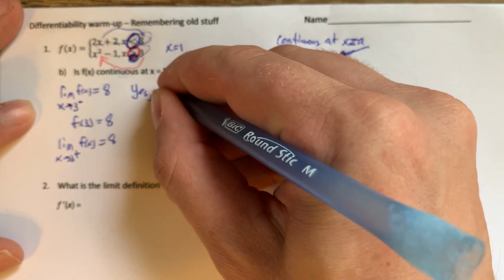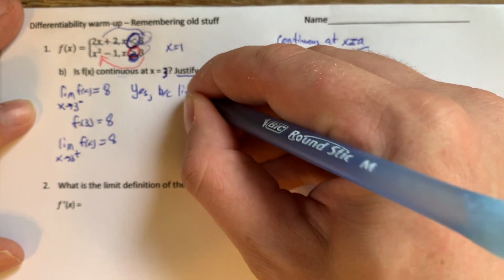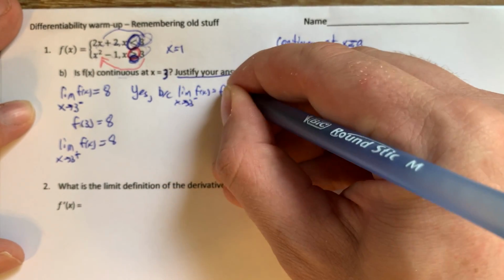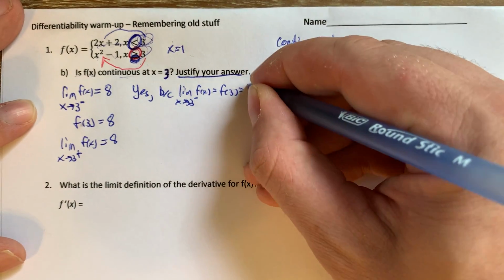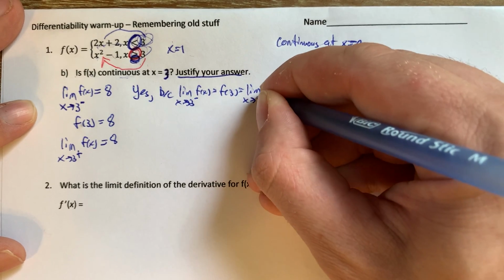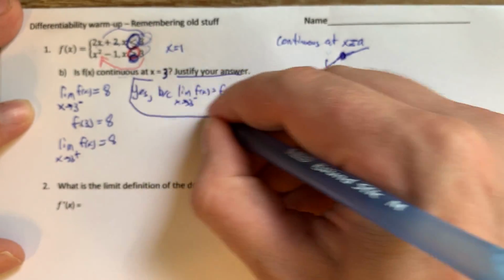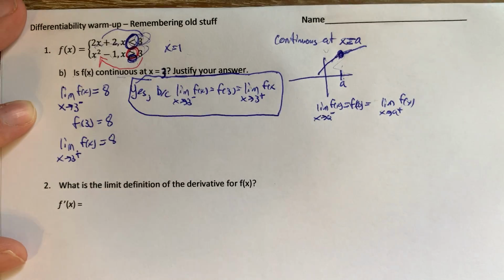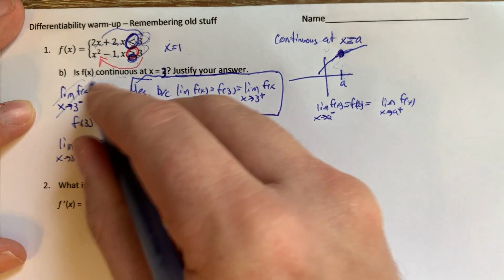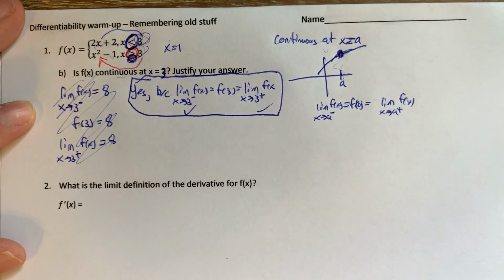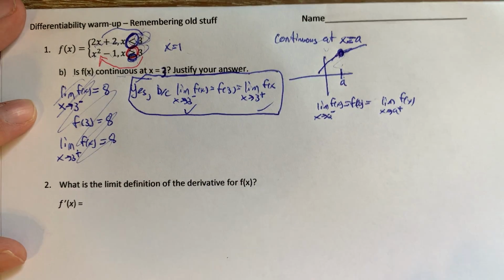Yes. And the justification is because the limit as x approaches 3 from the left of f of x equals f of 3 equals the limit as x approaches 3 from the right of f of x. This is what you need to get the points on the AP exam. This actually doesn't need to be shown, but this does need to be shown. This justification is what's important there.